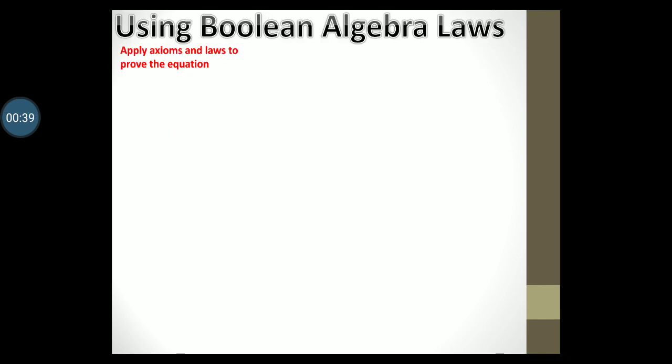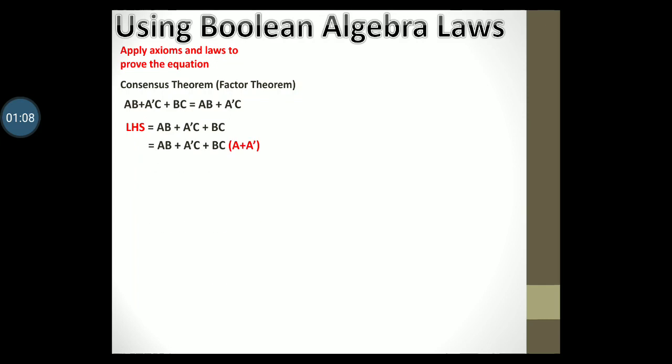Let us take a look at a theorem from your textbook, and this theorem is called the consensus theorem or factor theorem. We will use Boolean algebra to prove this theorem, which reads as AB plus A bar C plus BC is equal to AB plus A bar C. To deal with this problem, let us first start with the LHS. In the LHS, I will introduce another term A plus A bar. I can do this since A plus A bar is equal to 1, that is the negation law, and putting it there won't change the logic value of the equation.